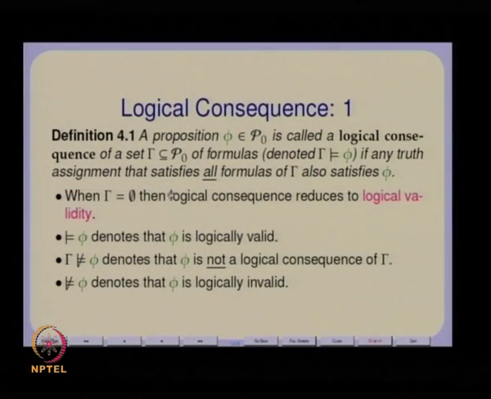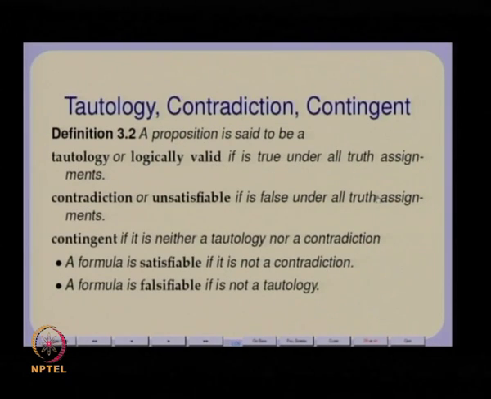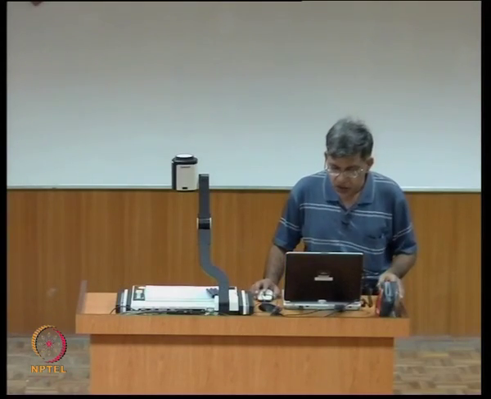Okay. When gamma is empty, then logical consequence reduces to logical validity, right. So essentially that reduces to something like absolute truth, right. By the way, that top symbol that we use for absolute truth is a trivial example of a tautology or a logically valid formula, and that is absolute truth, right.